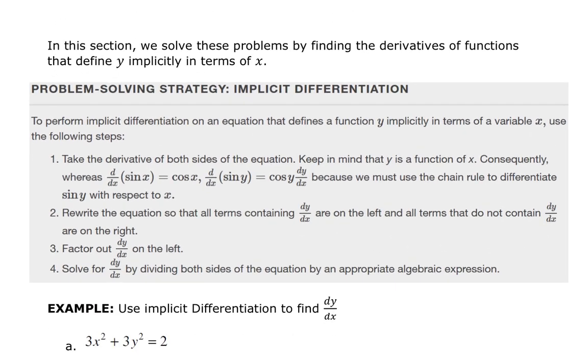So here are some problem-solving strategies for implicit differentiation. Just take the derivative of both sides. Keep in mind that y is a function of x, which means the derivative of sine x with respect to x is cosine x. But the derivative of sine y with respect to x is the derivative of sine, which is cosine, times the derivative of y, which is dy/dx, or y prime. I have a tendency to use dy/dx because I lose my primes sometimes. That also helps remind me that I need to solve for dy/dx.